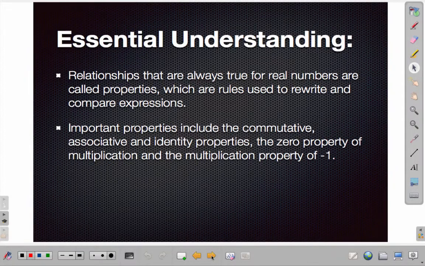Two essential understandings for you for this lesson. The first one is that relationships that are always true for real numbers are called properties, which are rules used to rewrite and compare expressions. Important properties include the commutative, associative, and identity properties, the zero property of multiplication, and the multiplication property of -1.